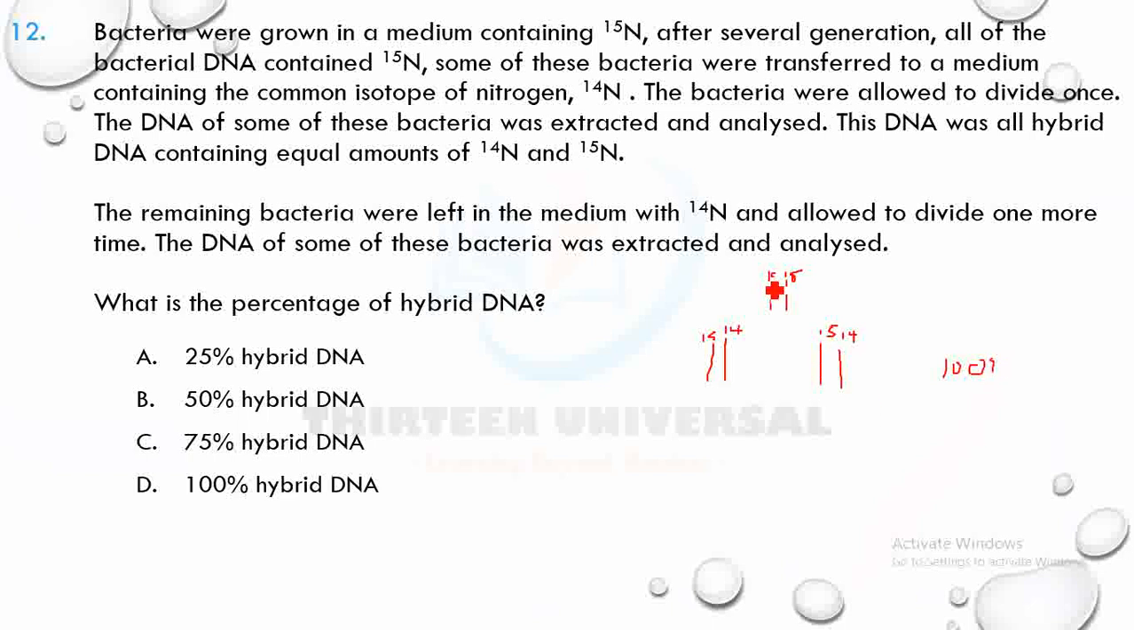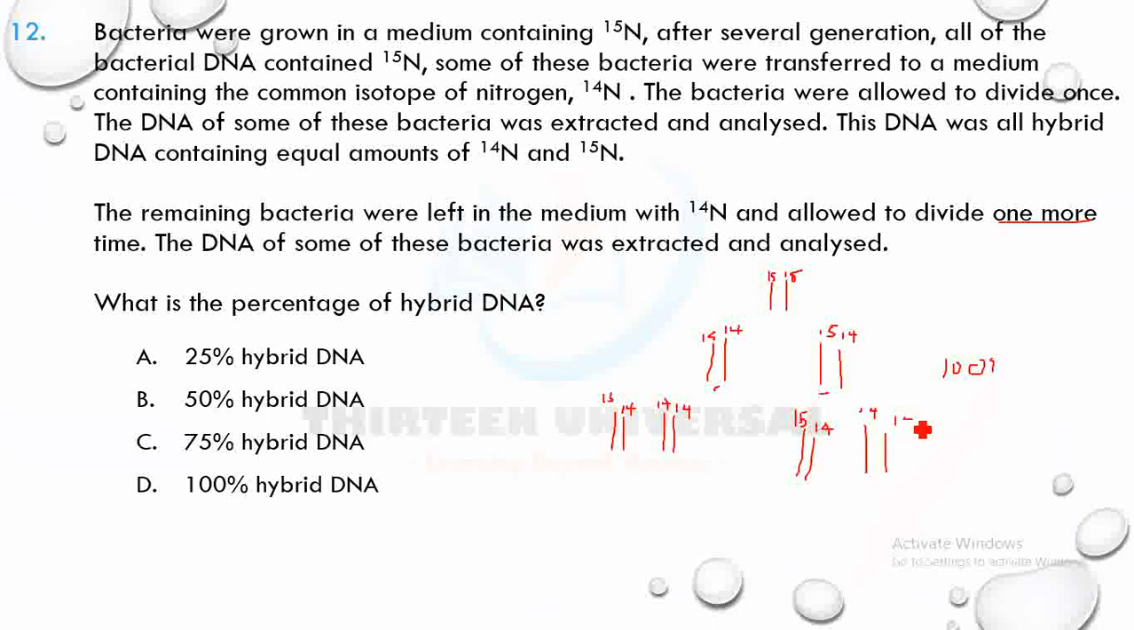But they said they're allowed to divide one more time. So each of them will form a template. Let's see the percentage of the hybrid. The two strands of the first DNA molecule separate because they are going to be used as templates. The strand here is N15, pardon my annotations, and the other strand is N14. Each of them will be used as a template to form a new strand of N14, because they are growing in a medium that has N14. So each new strand is N14.